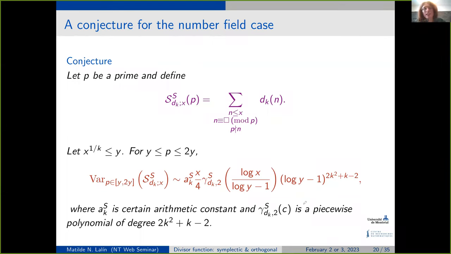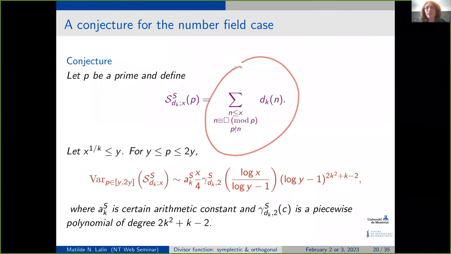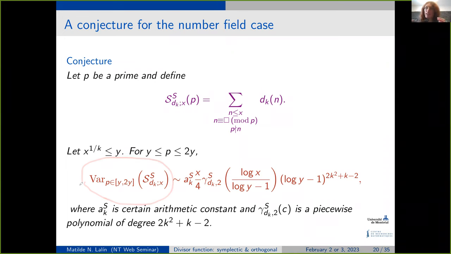Okay, so with this result, one can go back and formulate a conjecture over the number field case, okay? So over the rationals. So the conjecture will be that if we have P a prime, we are looking at the sum of d_k(n), where n is less or equal than X, and it goes over all the n that are congruent to a square mod P, with P not dividing n. Then we expect a variance, computed over the P in some dyadic interval, so between Y and 2Y, to be asymptotically given by a formula that contains some arithmetic constant, X over four, so we are summing up to X, that's where the X is coming from.